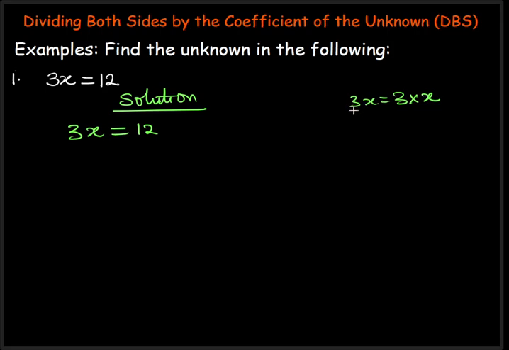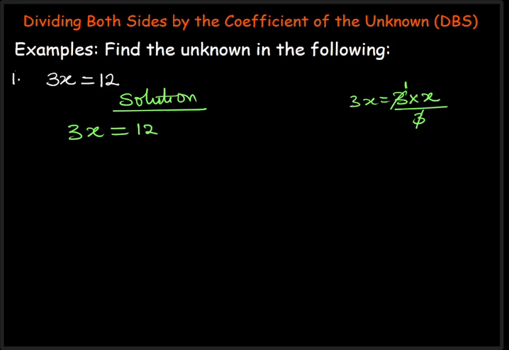It is times, multiplication. And the only way we can remove this 3 is if we divide this thing by 3. If we divide by 3, 3 will cancel this 3 and then we'll have 1x. So 1x is the same thing as 1 times x, which is equal to x. So this is the only way we can remove this 3.